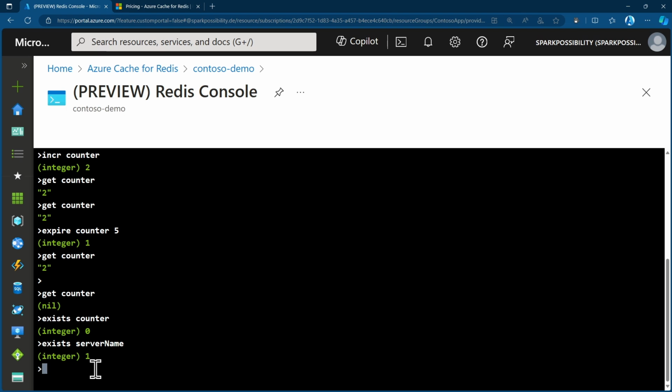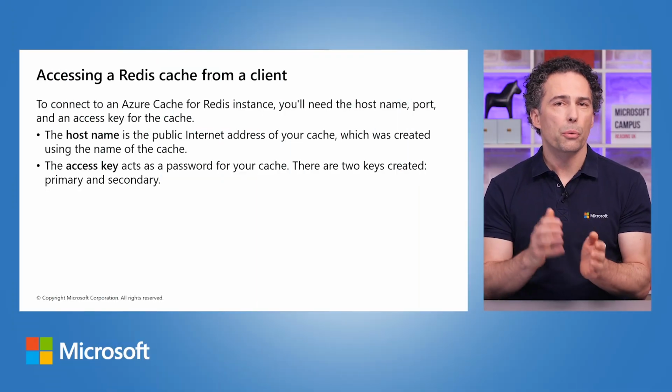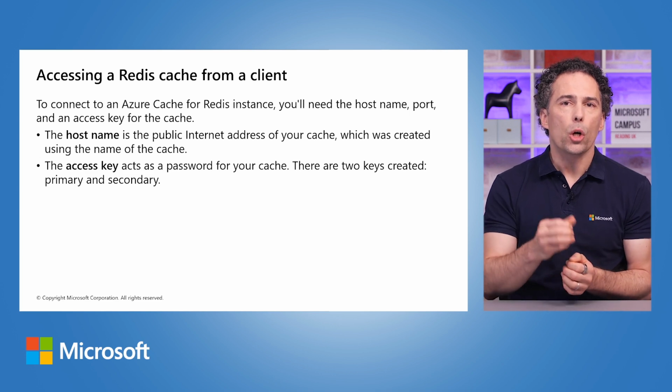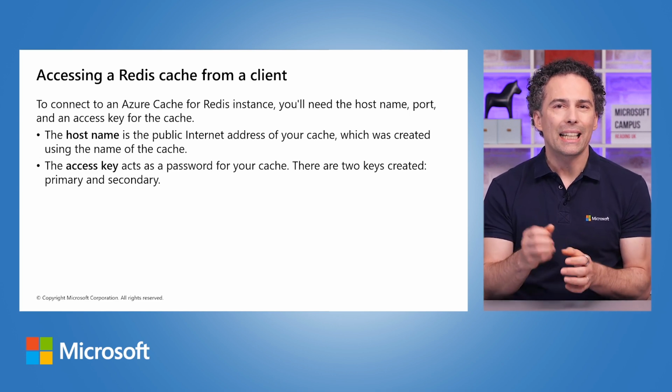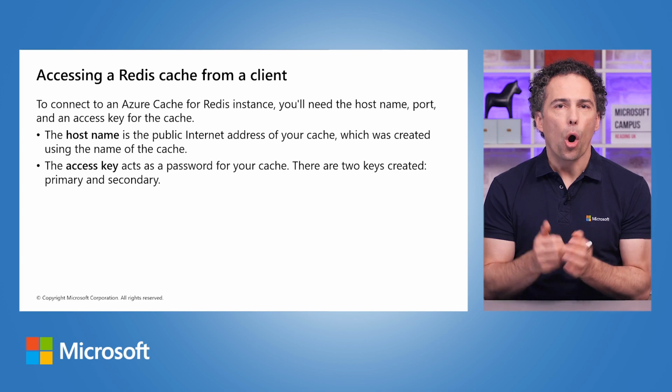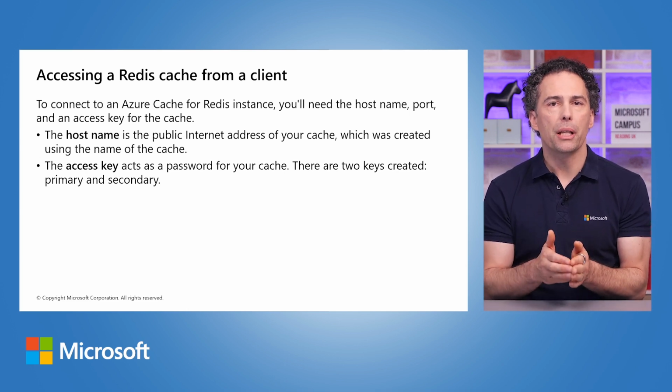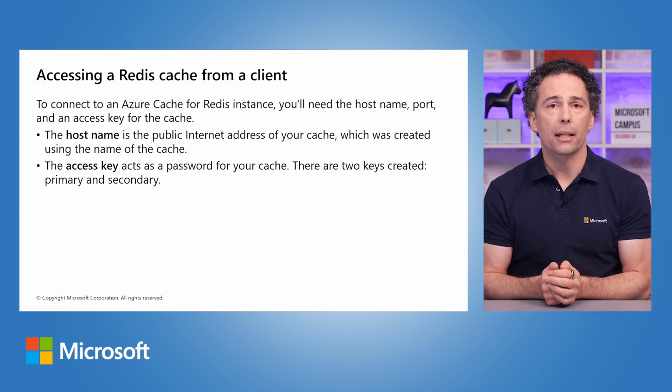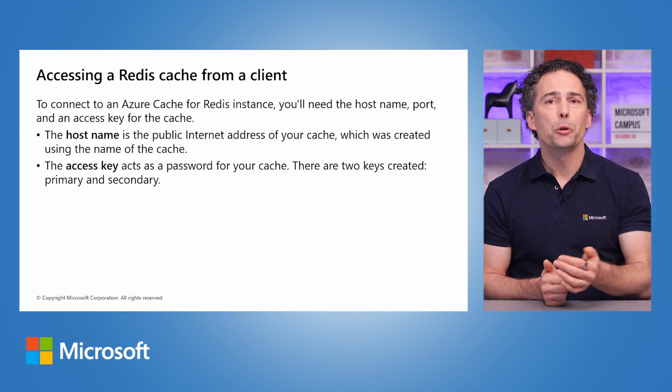And that is how easy you can set up an Azure Cache for Redis instance, configure it, and also use the console to interact with it in a very nice and easy way. To connect to an Azure Cache for Redis instance, you will need the host name, port, and an access key for the cache, all of which can be retrieved by using the Azure portal or command line tools. Here's how to do this in a demo.